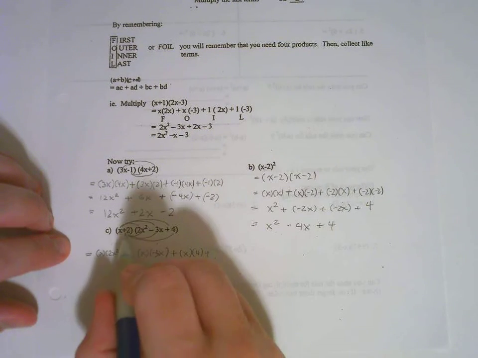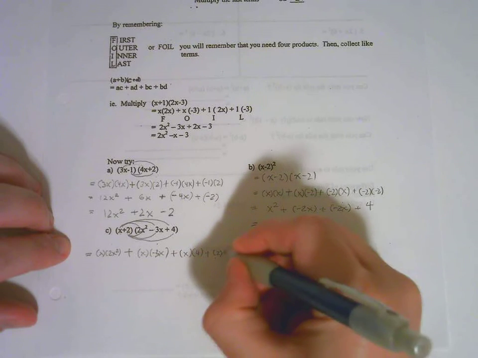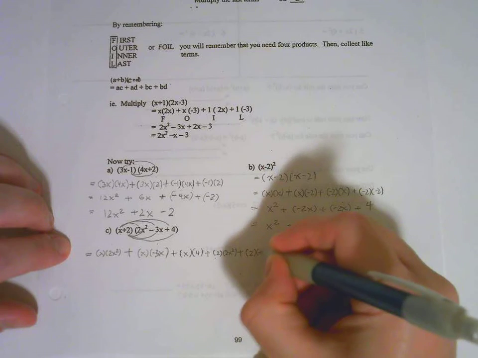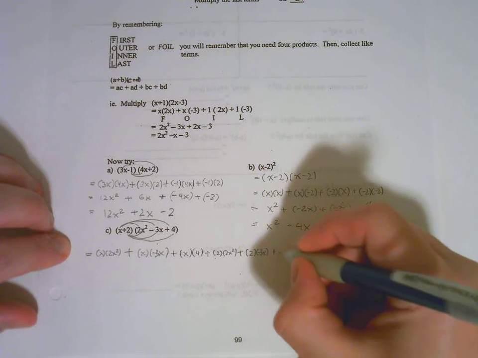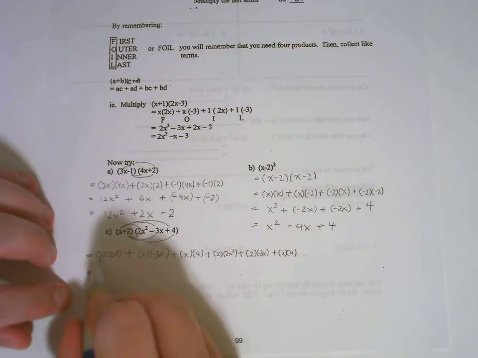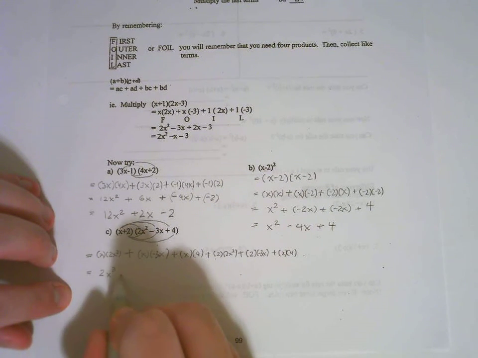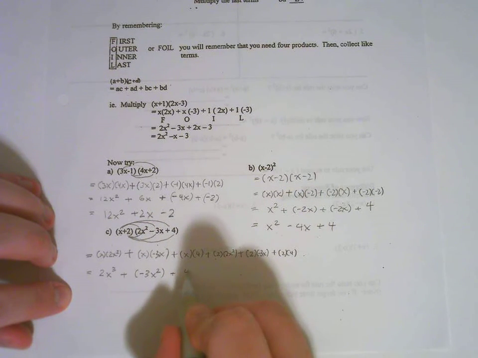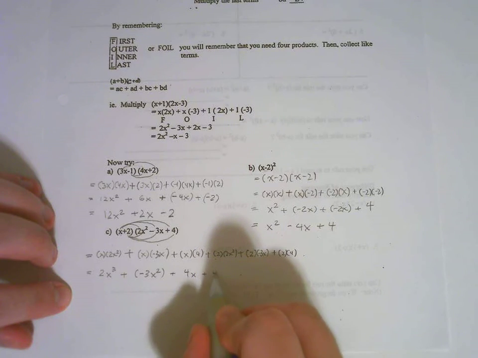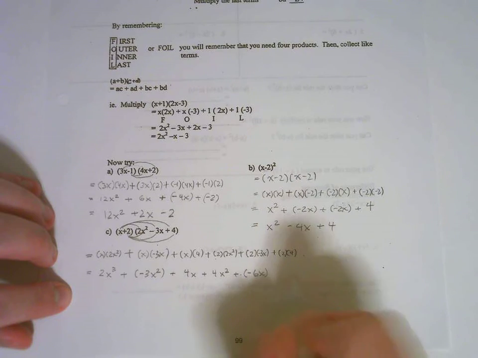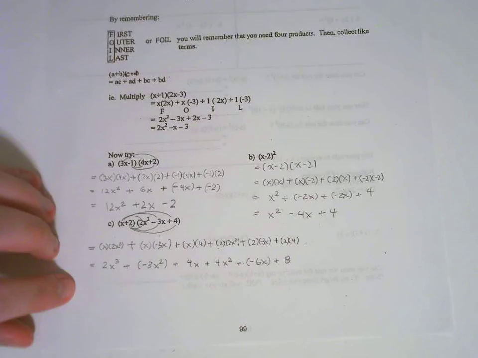Then I'm going to add, and I'm going to do these bottom ones, 2 times 2x squared plus 2 times negative 3x, add 2 times 4. And when we simplify this, I should get a 2x cubed plus minus 3x squared plus 4x plus 4x squared plus minus 6x plus 8. And then we'll go through and we'll collect all of our like terms.